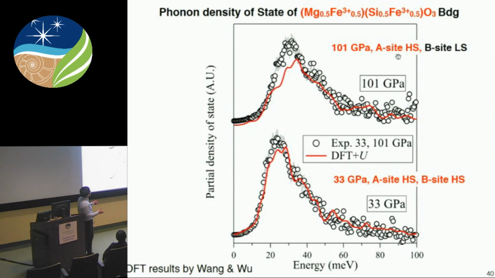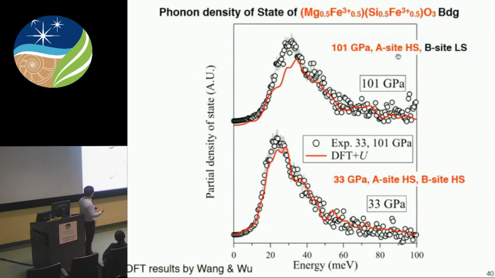This is our experimental results from around 33 GPa to 100 GPa. Based on our X-ray emission and X-ray diffraction data, they stand for A site high spin, B site high spin, but this one has A site high spin, B site low spin. What you can see is an observable shift to higher energy. This is the partial density of state for iron in those two samples, and the shift to higher energy indicates an increase in the force constant.